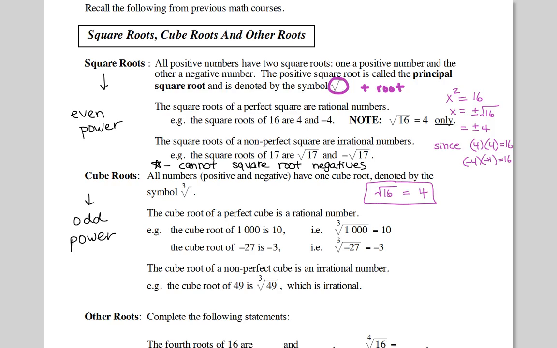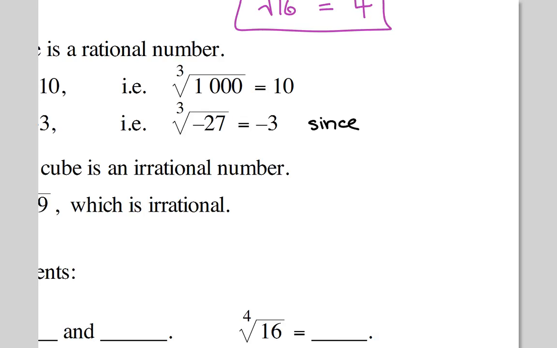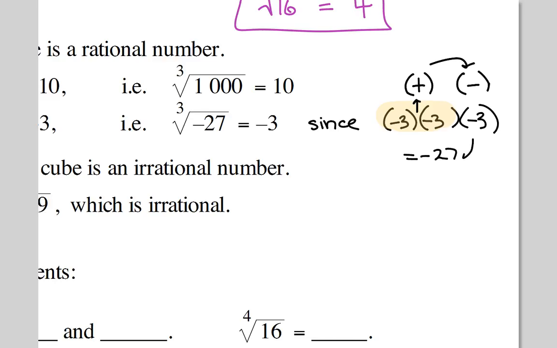But you are allowed to do that for the odd powers, which are like the cube roots, 3, 5, and 7. Okay, so here's an example of a cube root of 1,000, 10 times 10 times 10, and a cube root of negative 27, which is negative 3 times negative 3 times negative 3. So I'll show you that one. Right beside it, you can put since negative 3 times negative 3 times negative 3 equals negative 27. Because if you just do two of them at a time, a negative times a negative will come out positive. And then you still have to do a positive times a negative here, which will make your final answer negative. Okay, so that will always happen for odd powers. Got to know this stuff. It's like some number basics.